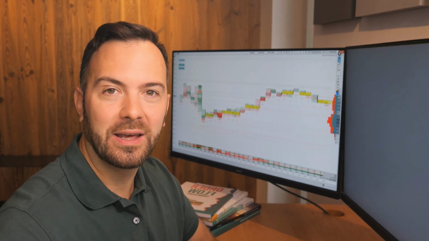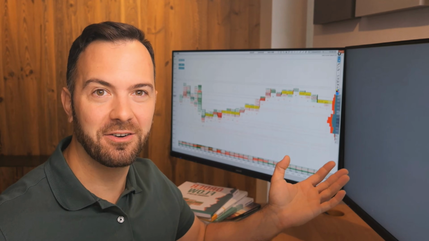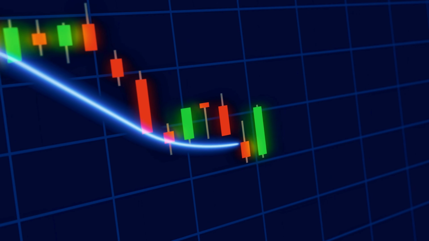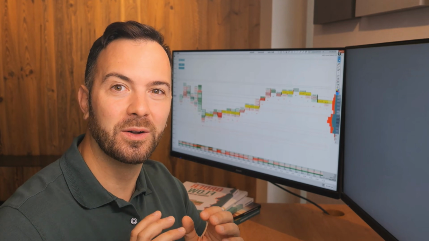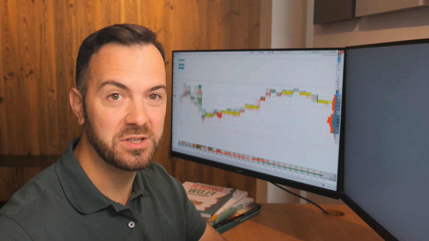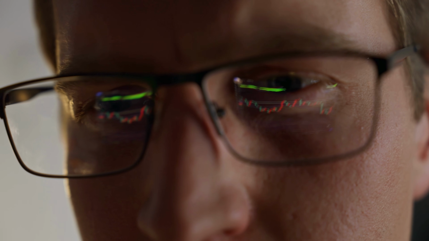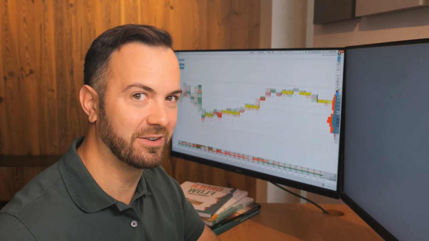Order flow can look complicated at first. There's a lot of numbers, a lot of colors and data flying around, but once you know what to look for, it actually tells a very clear story about what's happening in the market. And that's what today is about. We will slow it down, break it apart and look at how to use order flow to spot where real money is moving and how to get edge that most traders never see.